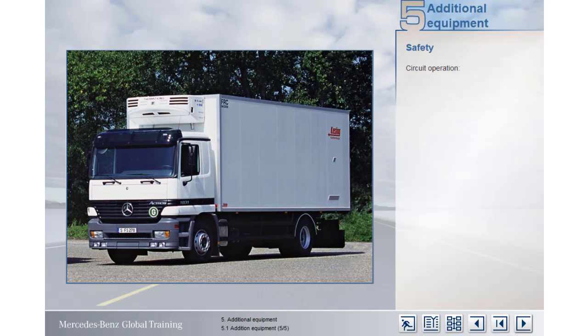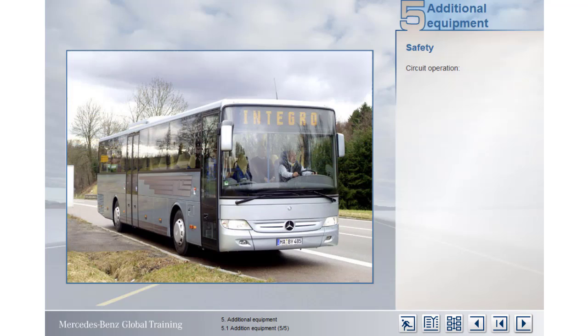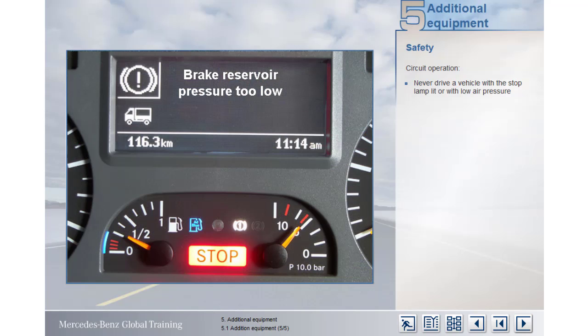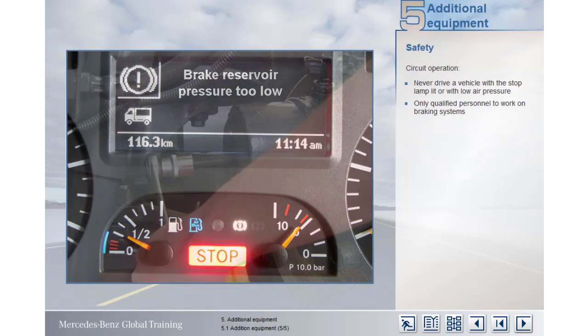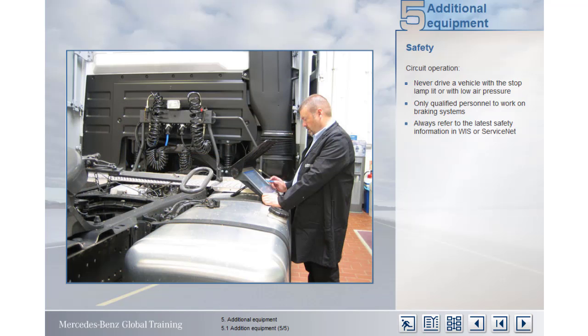You hardly need reminding that a vehicle's braking system is critical to its safe operation. Irrespective of the type of vehicle, the brakes must be in good working order before it's driven. It's therefore essential that a vehicle is never driven if the stop light is lit or there is insufficient air pressure, irrespective of how short the distance. Furthermore, because of the serious repercussions of incorrect repairs, only qualified personnel should ever work on an air brake system. And remember, due to the high pressures which could easily cause injury, always refer to the latest safety information found in WIS or the service net before starting any disassembly work.